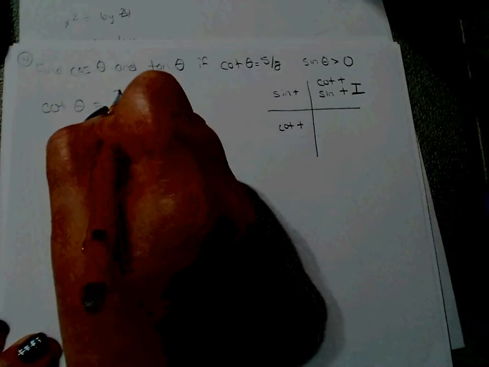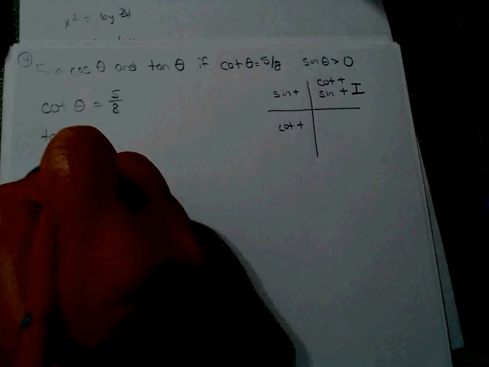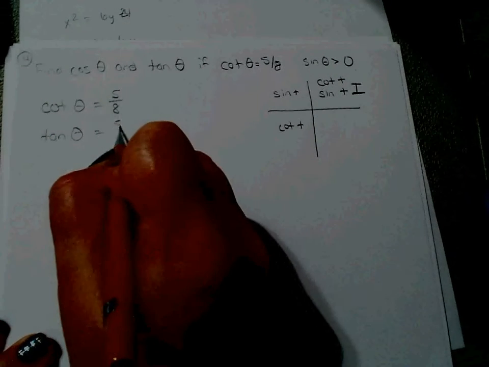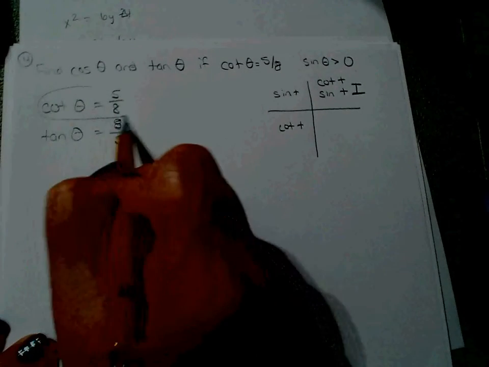So I write the one that's given. Then I write its reciprocal. Those are always the easiest ones to start with. So cotangent is 5/8 and tangent is 8/5.